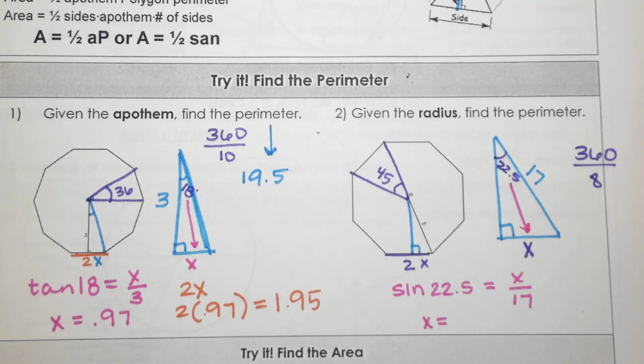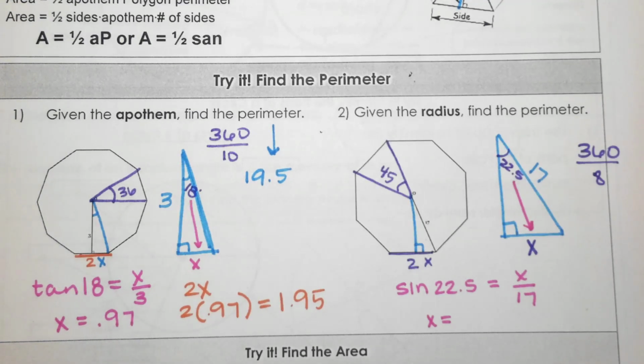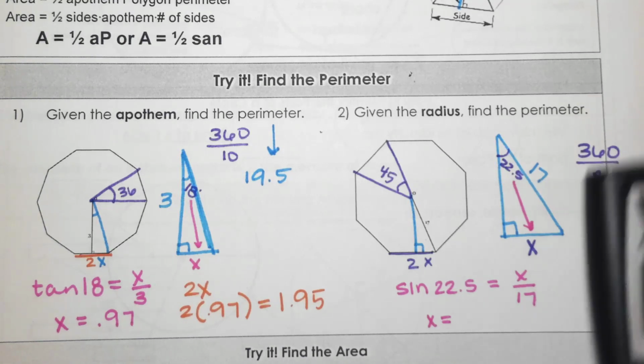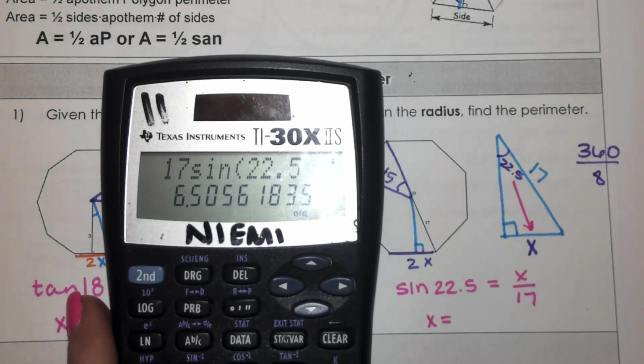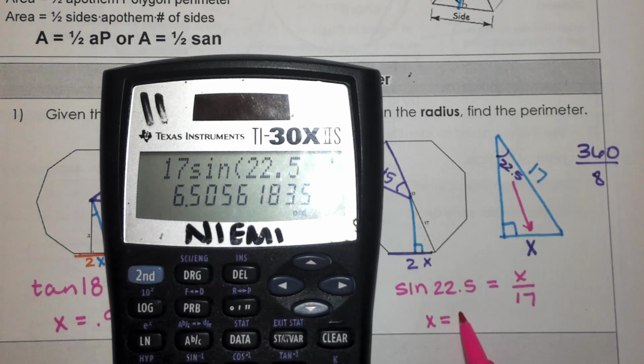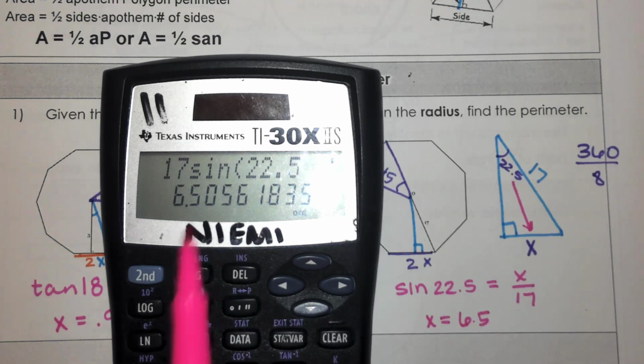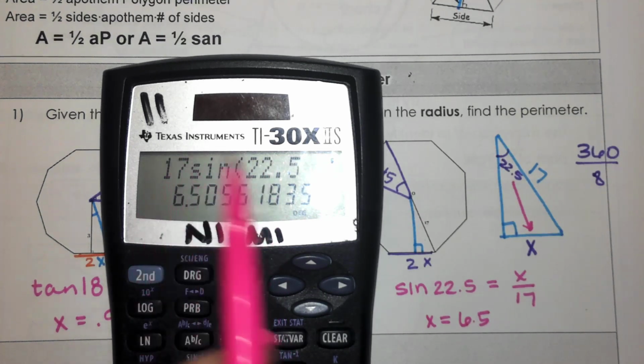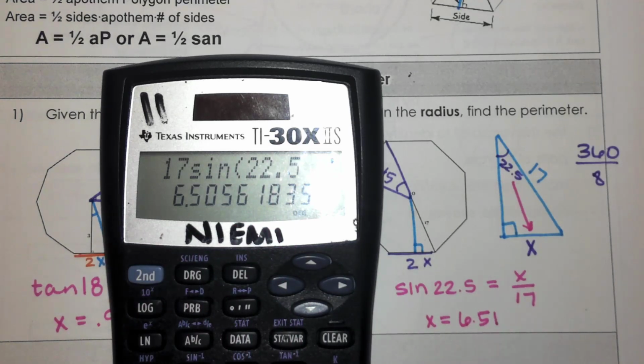What is x? 17 times sine 22.5. This is 6.5056. Okay? You can write your rounded answer here to help you, but make sure when you go to use this, you don't round it. So 6.51 is my rounded answer from there. What was this representing again? Half of a side length.